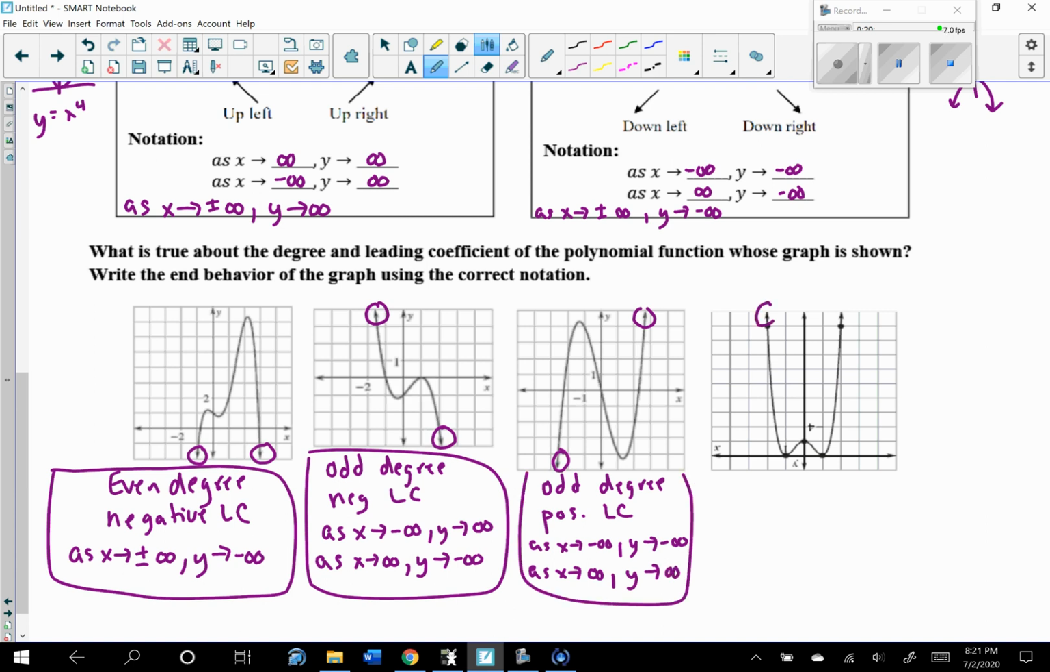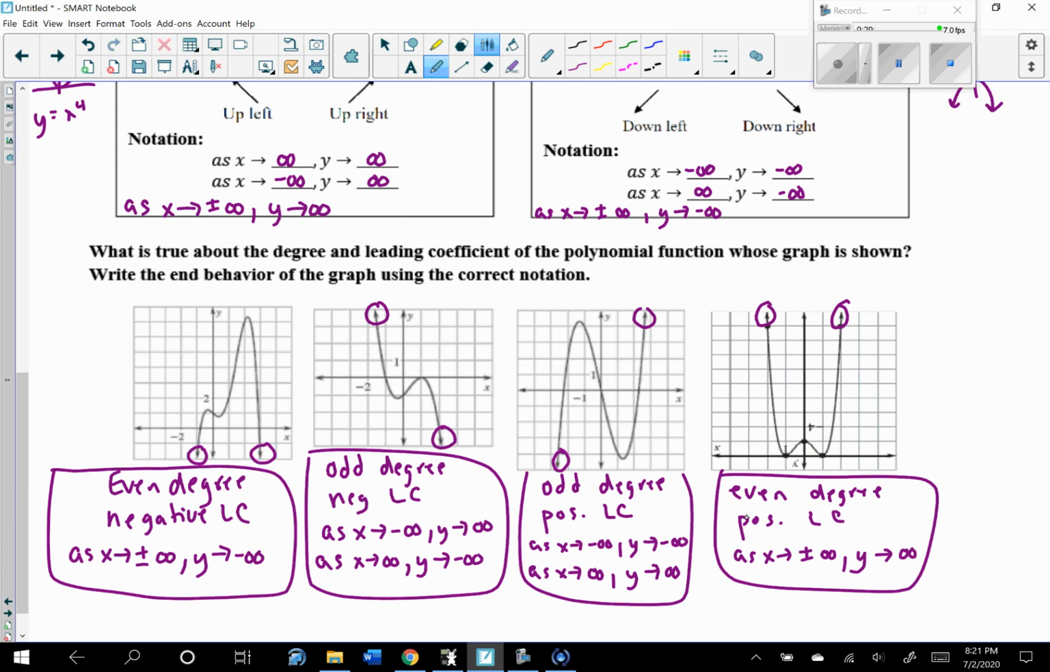And the last one, both ends are up, so that means this has to be even because they go in the same direction. So this is an even degree with a positive leading coefficient. And as x approaches either plus or minus infinity, your y values in the long run would go towards positive infinity. So those are the four scenarios that we just talked about, looking at the graphs and writing them out.